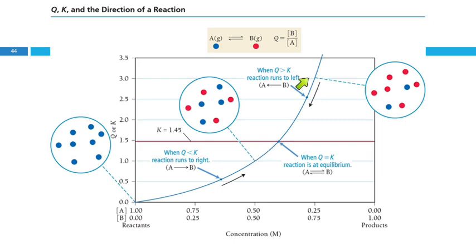If we start up here, where we've got 0.25 molar A and 0.75 molar B, Q is going to be 2.5-ish. And that's larger than K. So Q is larger than K. What's going to bring Q down to K? To make Q smaller, we have to reduce the products and increase the reactants. Does that make sense? So the reaction is going to proceed in this direction.